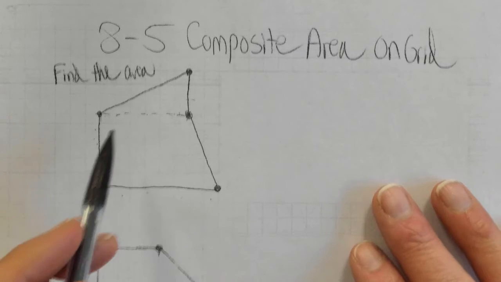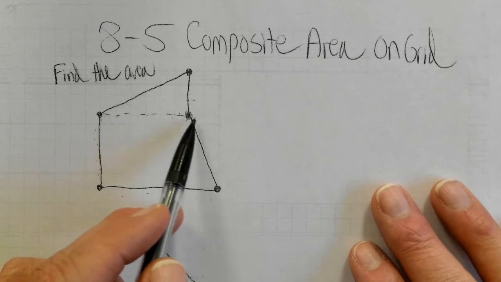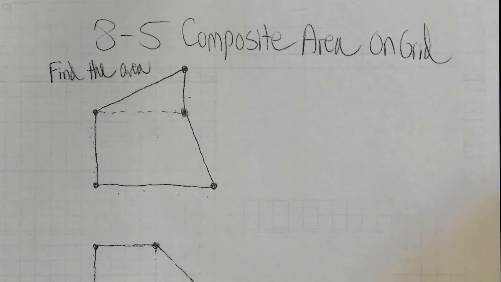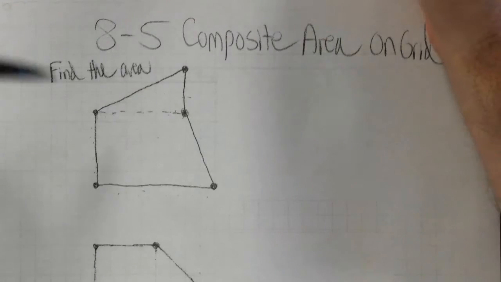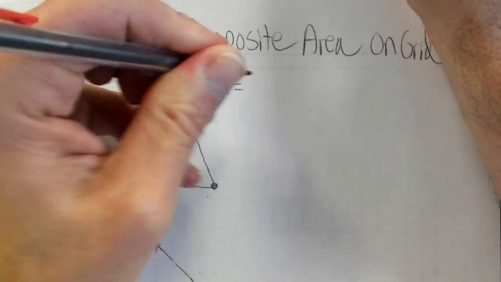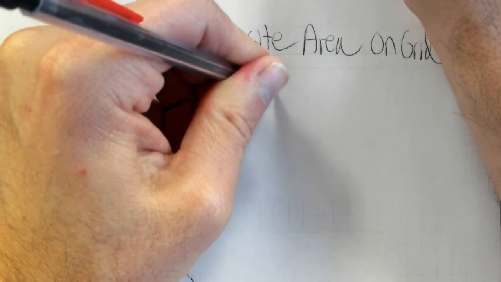So here, if we were to take this figure and divide it up where this dashed line is, we would cut it into a triangle and a trapezoid. We would need to find the area of the triangle, the area of the trapezoid, and add the two together. So let's try the triangle first. Area of a triangle is 1/2 the base times the height.